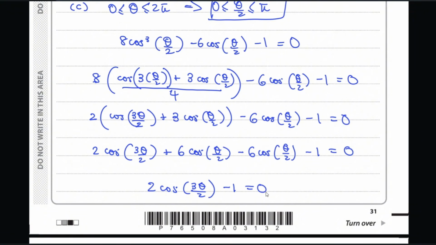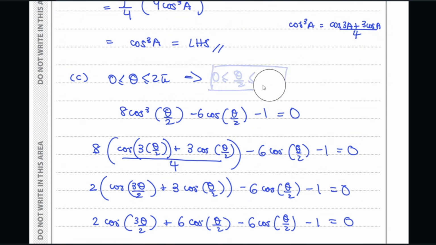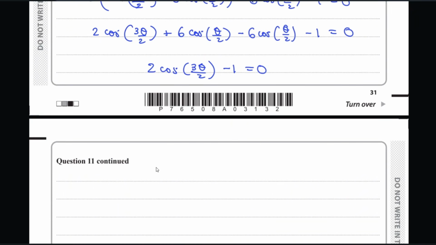That means we'll be solving for 3 theta over 2. So we have to readjust our domain. Our domain would be 0 less than or equal to 3 theta over 2 less than or equal to, if we multiply 3 over 2 by 2 pi, we will get 3 pi. So we'll be finding our answers from 0 to 3 pi for 3 theta over 2. So how do we solve this? We'll move minus 1 to the other side, and 2 to the other side, so cos 3 theta over 2 is equal to 1 divided by 2.